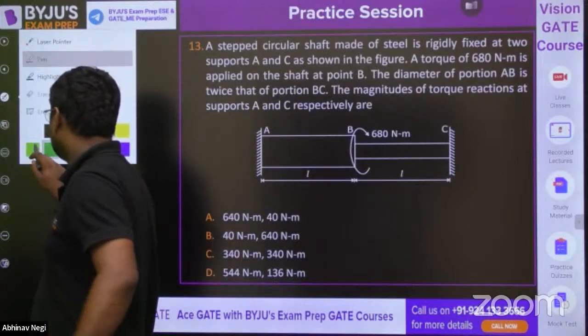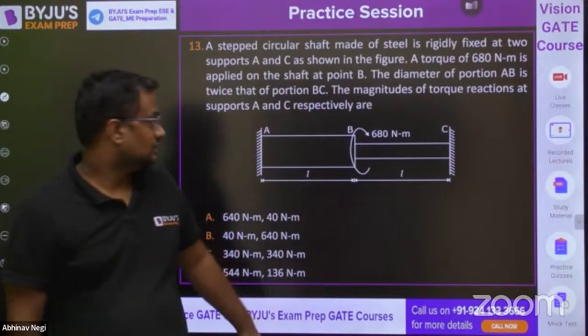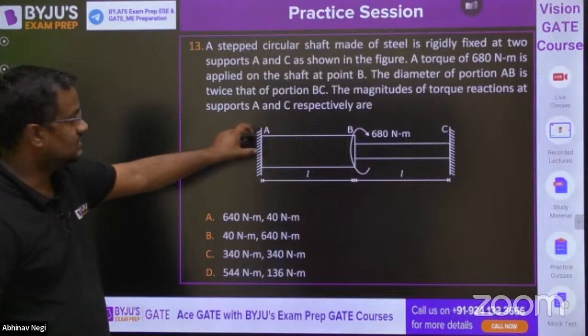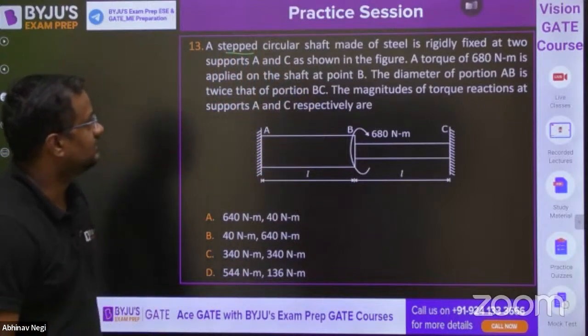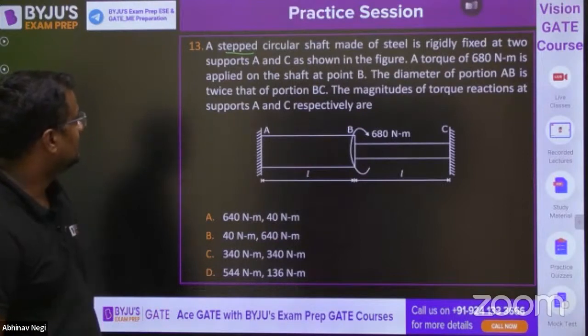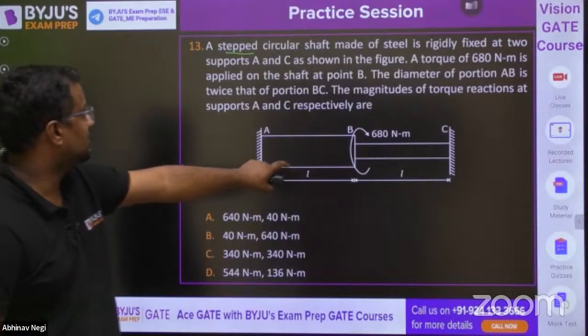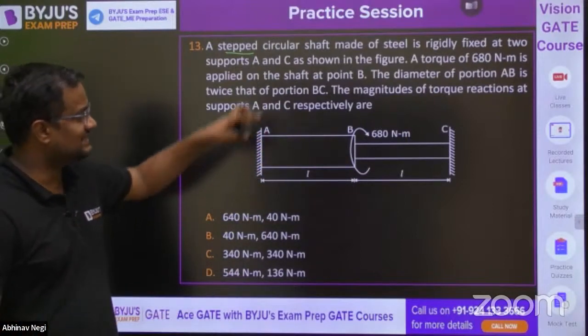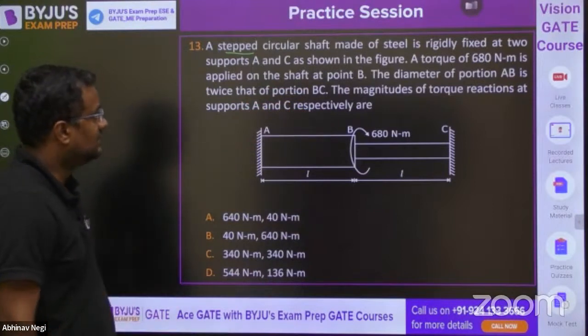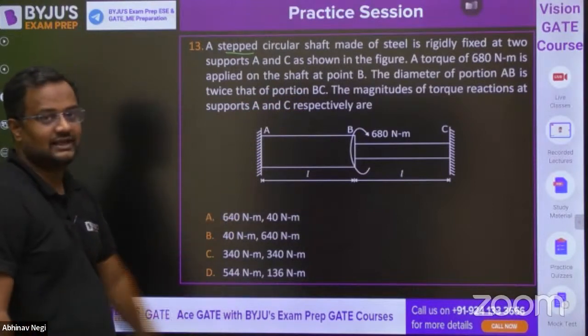In the 13th question, guys, there is a circular step bar. Step bar means different diameters, and they are in series. It is fixed between rigid supports A and C. A torque of 680 Newton meter is applied at the junction. The diameter of portion AB is twice the diameter of BC. Find the reactions at A and C.